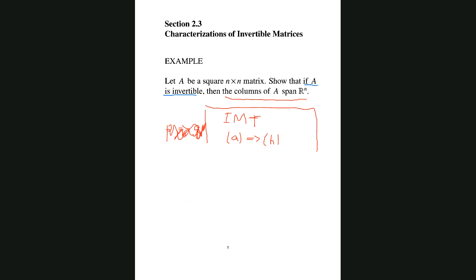So we have to start off with A's invertible, and then prove the result. So, okay, what does it mean if A is invertible? Well, certainly if A is invertible, then X will equal A inverse times B.